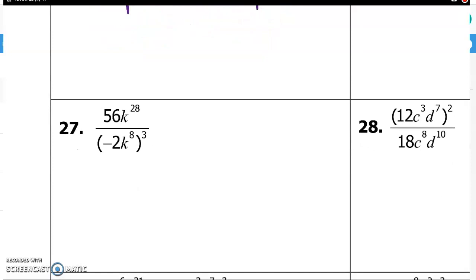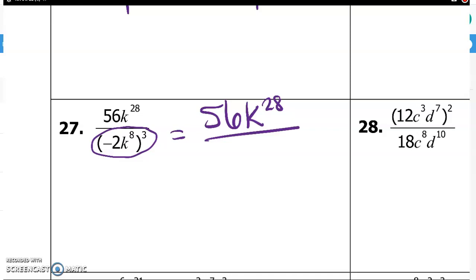Number 27, same thing, we need to take care of this first before we can divide. So leave the 56k to the 28th on the top. Negative 2 to the 3rd is negative 8. K to the 24th. So that becomes negative 7k to the 4th.